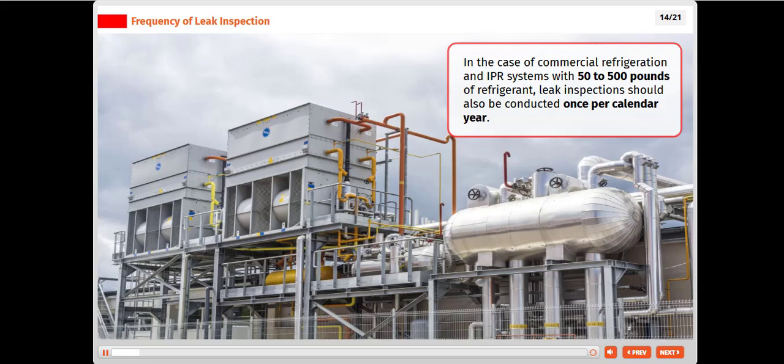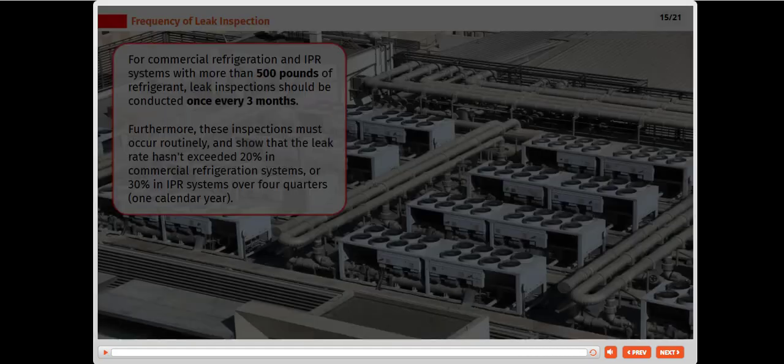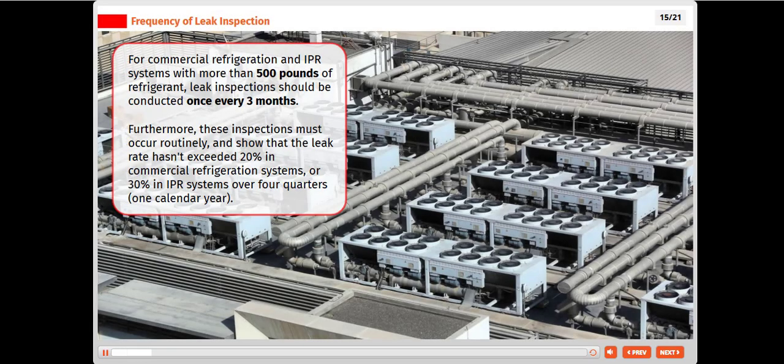In the case of commercial refrigeration and IPR systems with 50 to 500 pounds of refrigerant, leak inspections should also be conducted once per calendar year. For commercial refrigeration and IPR systems with more than 500 pounds of refrigerant, leak inspections should be conducted once every 3 months. Furthermore, these inspections must occur routinely and show that the leak rate hasn't exceeded 20% in commercial refrigeration systems or 30% in IPR systems over 4 quarters, 1 calendar year.